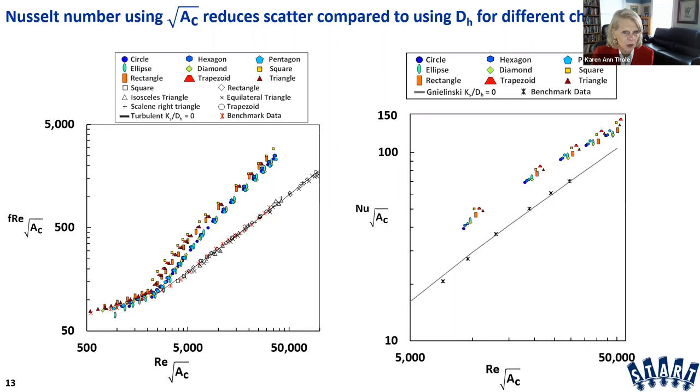The first thing to note here is that all of the open symbols on the graph on the left are for smooth channels. And this was work that was previously done, as well as some benchmark data. So all of the data here pretty much collapse well on the friction factor using the cross-sectional area. And this was previously shown in the literature. But if you look at all of the closed symbols, those are all made using additive manufacturing. And of course, those are lifted off the friction factor curve.